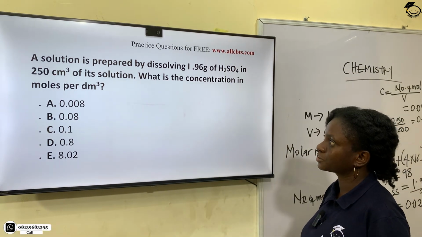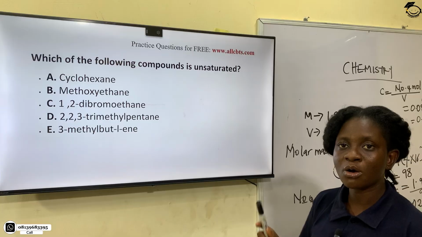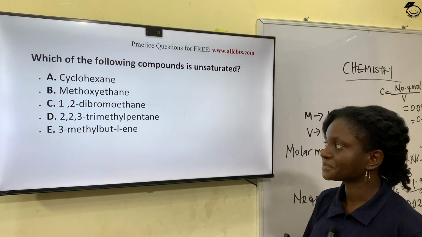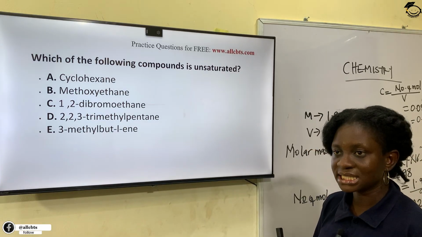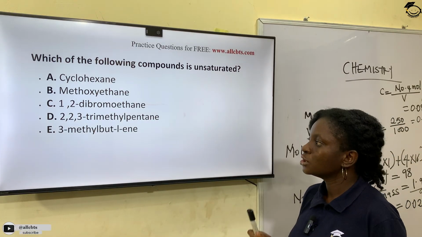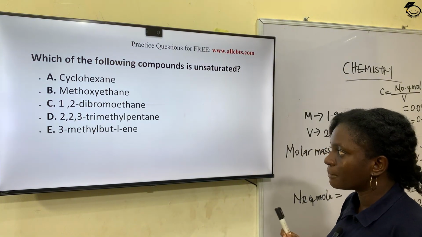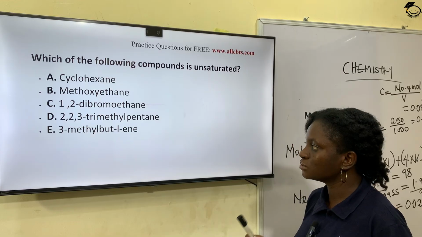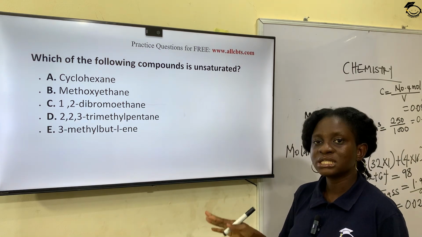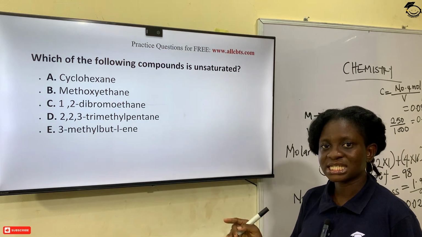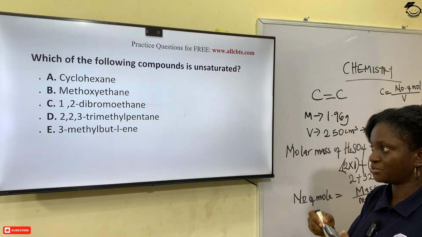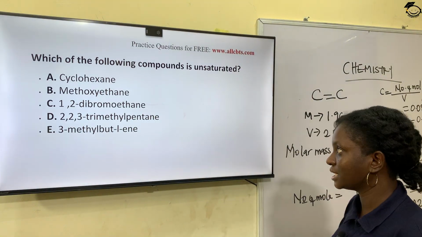The next question: which of the following compounds is unsaturated? A. Cyclohexane. B. Methoxyethane. C. 1,2-dibromoethane. D. 2,2,3-trimethylpentane. E. 3-methyl-butene. So which of the compounds is unsaturated? The correct answer is 3-methyl-butene. It has this C double bond, making it unsaturated. That's the correct answer, option E.